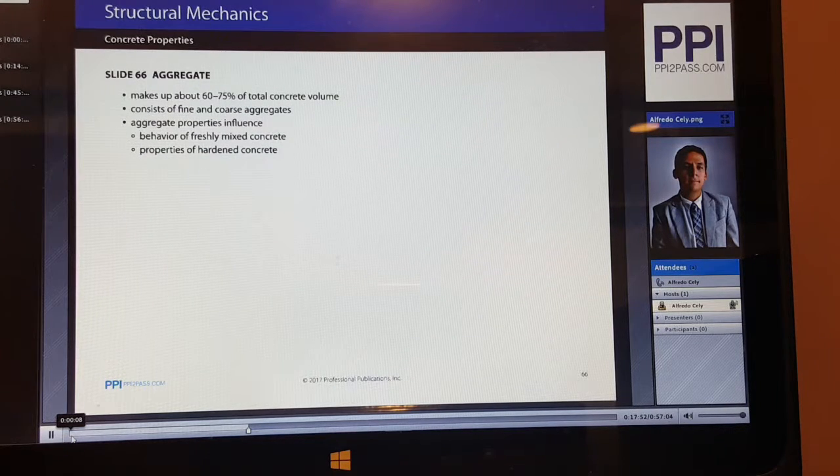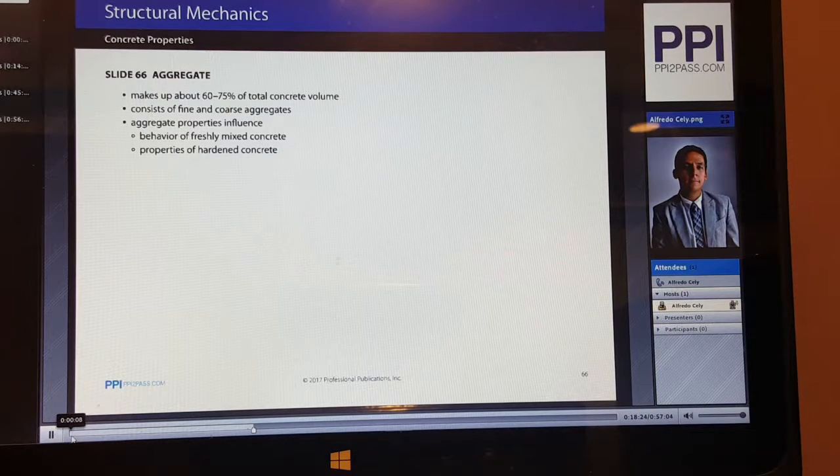And the next key component within concrete is aggregate. Aggregate makes up about 60 to 75% of the total concrete volume, which is the reason why concrete is an economical type of material. It consists of fine and coarse aggregates. It consists of sand and gravel. And aggregate properties will influence the behavior of freshly mixed concrete and the properties of the hardened concrete.